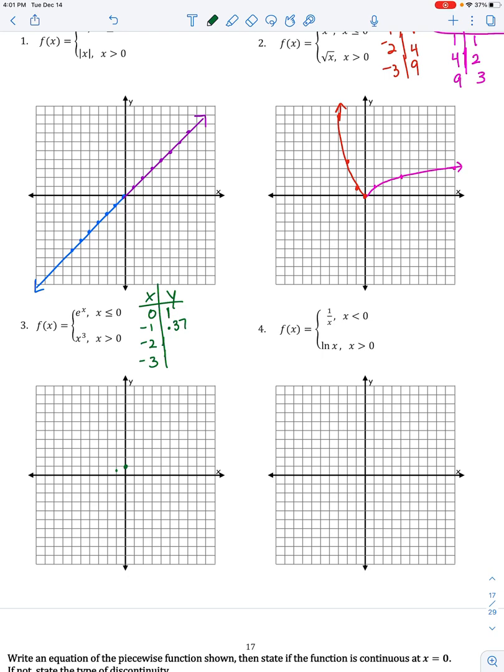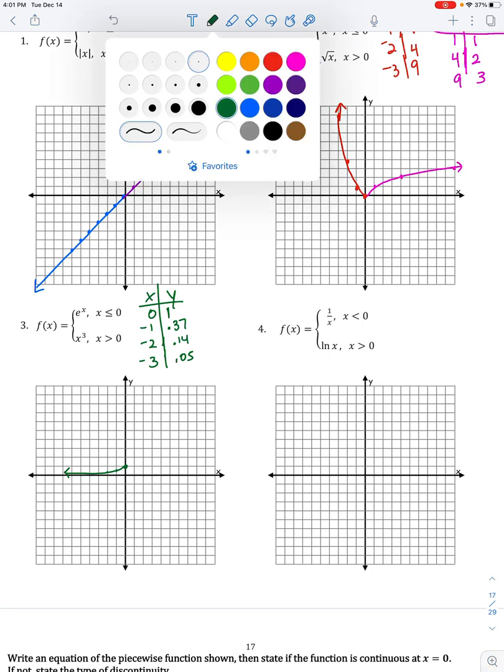E to the -2 is 0.14, which is really close to the x-axis. And if you do -3, it's even closer to the x-axis because it's approaching 0 that way. And that's 0.05. It's so small you really can't even graph it properly. So I'm just going to go like that and draw an arrow.